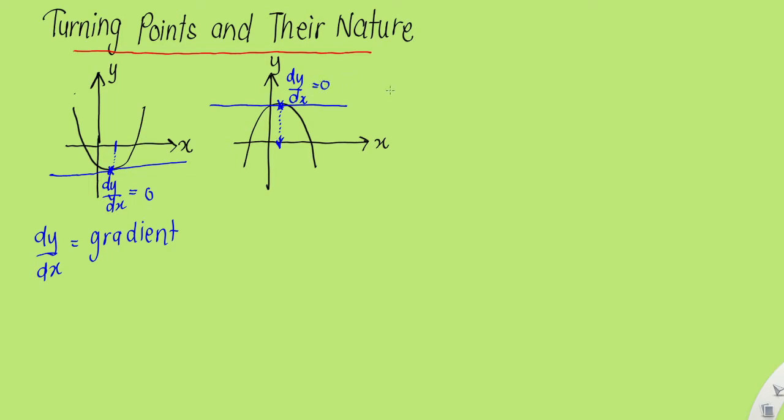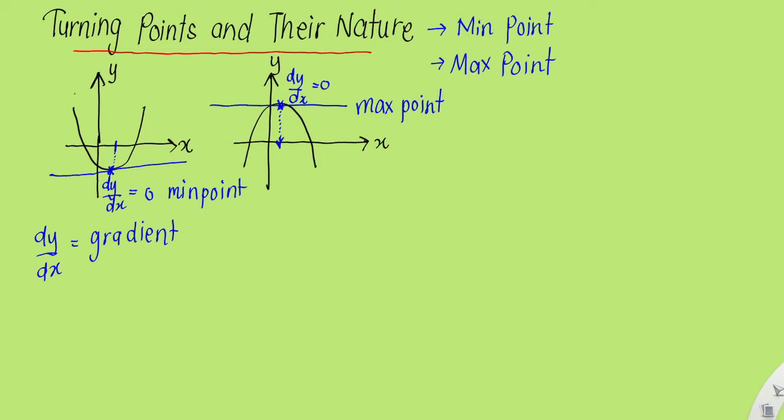Now, when we want to find the turning point and their nature, it means that you want to know whether it's going to be a minimum point or a maximum point. You have learned this in Form 4. If you have a smiling graph, definitely this point here is going to be the minimum point. If you have a sad graph, the value up here is going to be the maximum point. So I hope you guys are clear with that. Now I'm going to go into an example question.